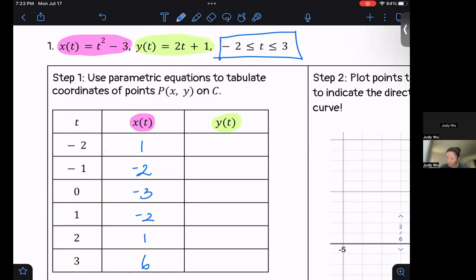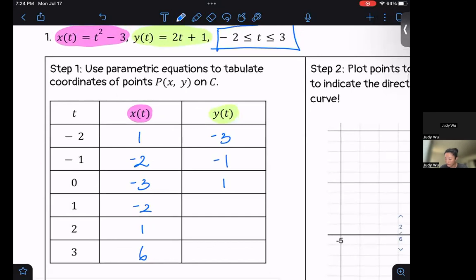Okay? So 2 times -2 is -4, plus 1 is -3. -1 times 2 is -2, plus 1 is -1. 0 times 2 is 0, plus 1 is 1. And then 3, and then 5, and then 7, okay?